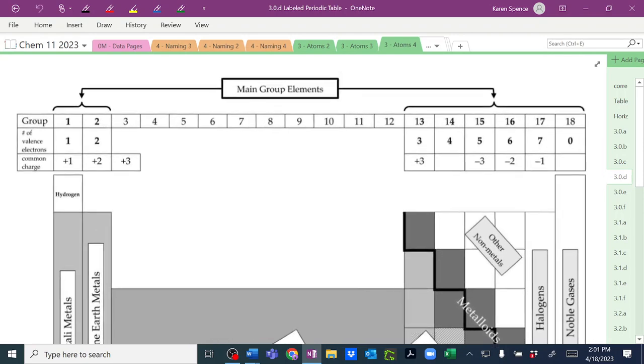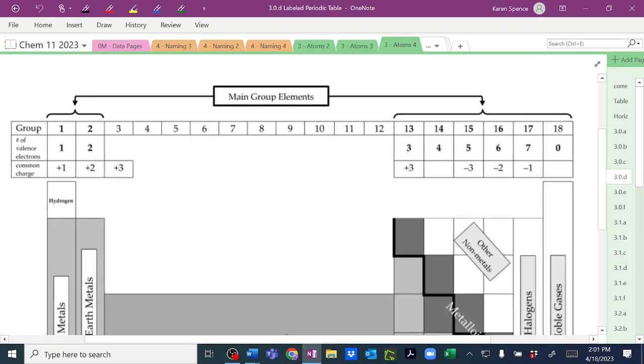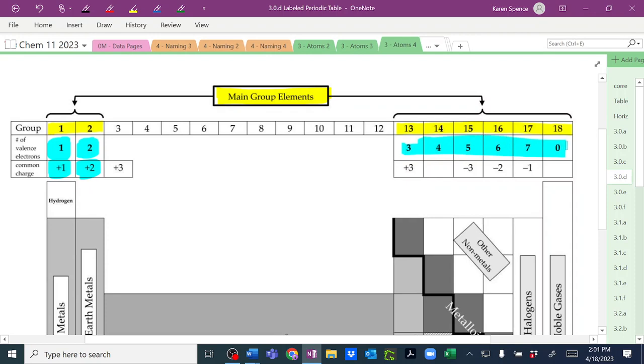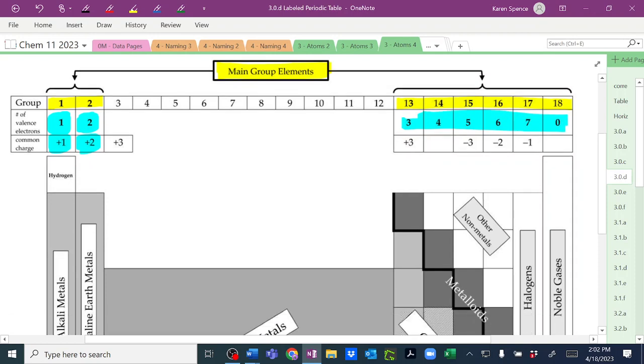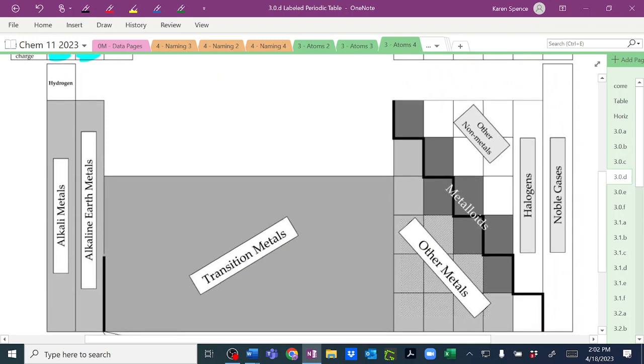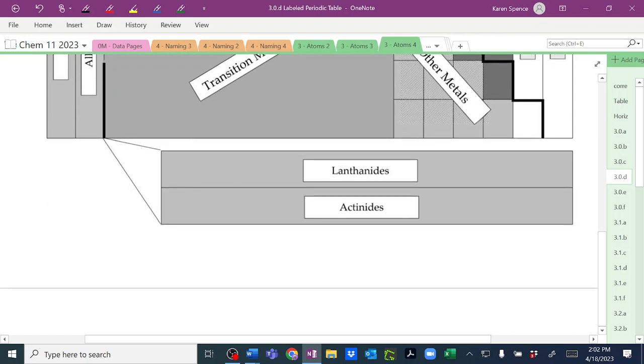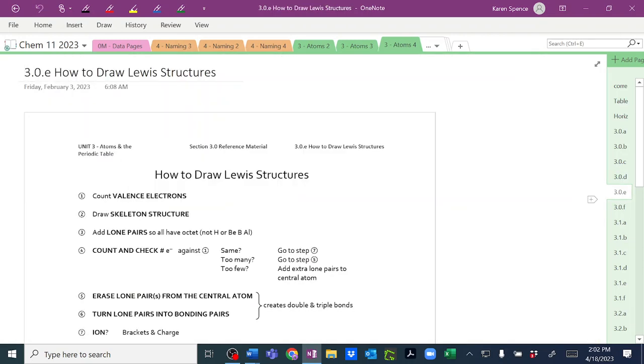Page 4 gives you a summary of most of the periodic table stuff. It shows you all of your groups. It shows you who are the main group elements. That's group 1 and 2, and 13 through 18. It shows you the number of valence electrons, and you can see how that relates to the common charge. We have our valence electrons here, and our common charges down below, and it shows you the names of all the groups. It shows you the lanthanides and actinides. That's page 4.